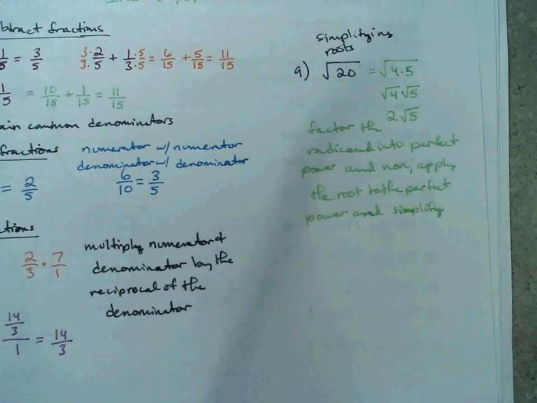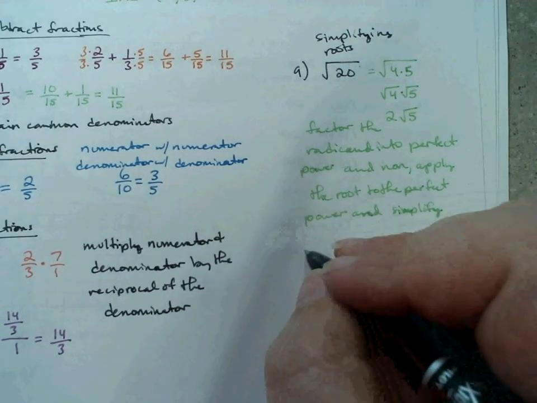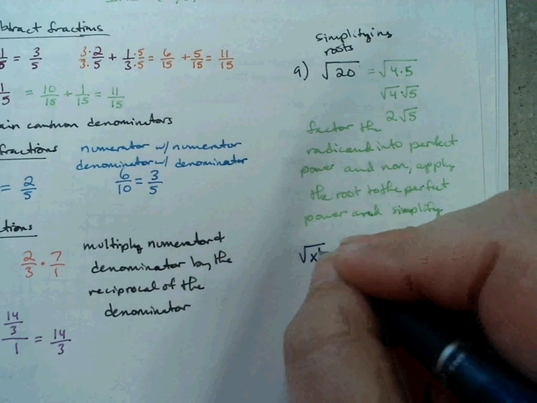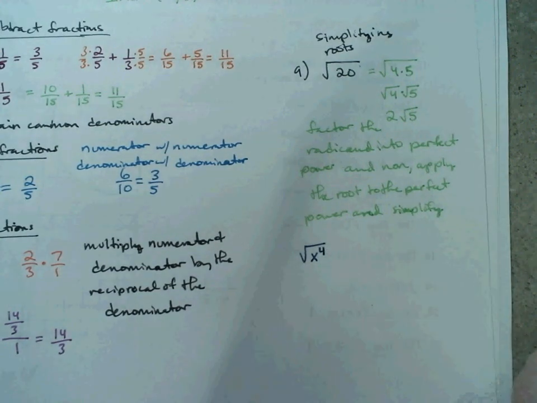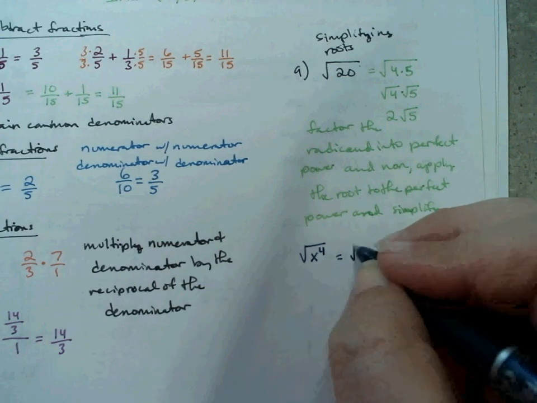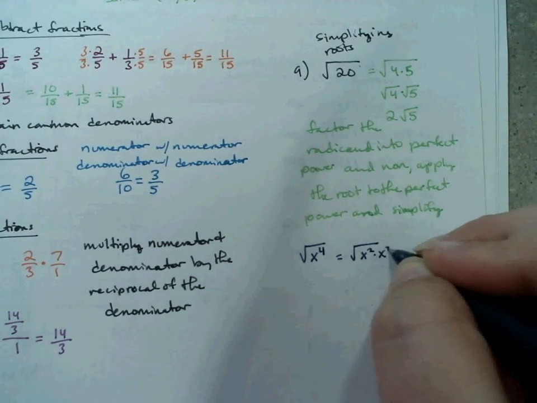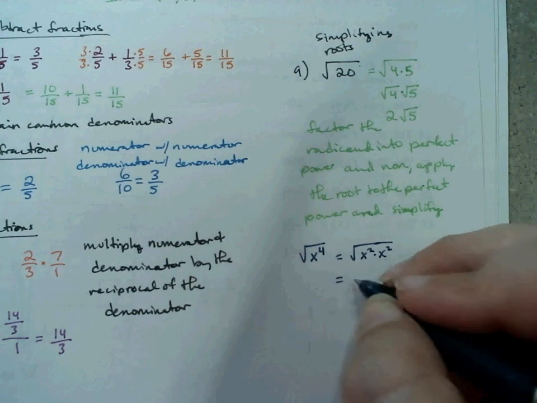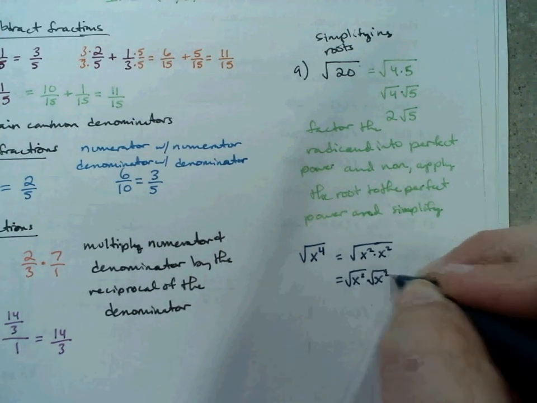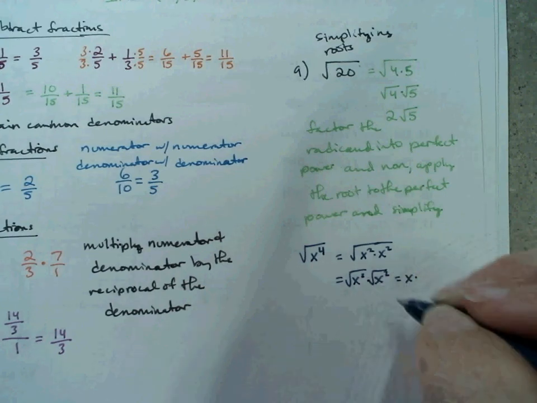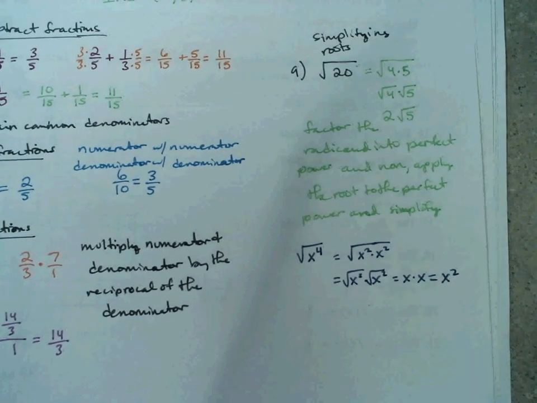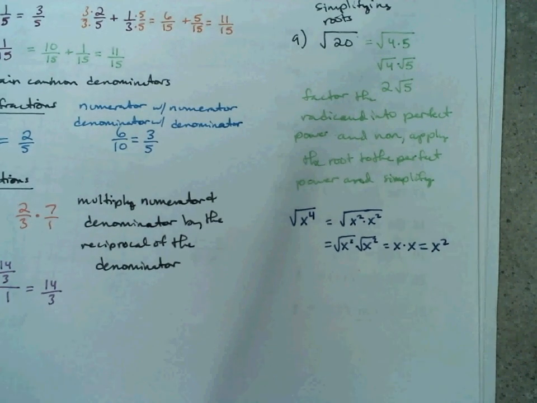Okay. Now, let's talk variables for a second. If I ask you to take the square root of x to the 4th power, we can think of this as x squared times x squared, and that's the same thing as x times x. I'll split it up: the square root of x squared times the square root of x squared, which is x times x, which is x squared, right?